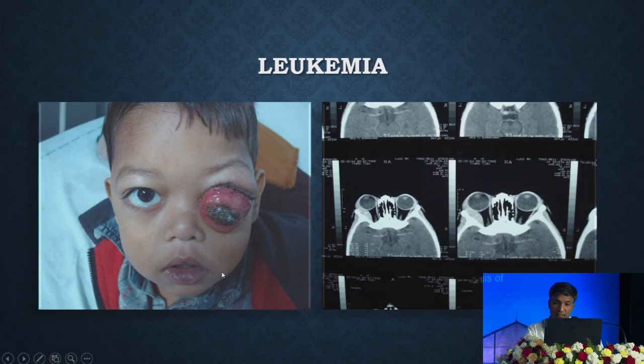In leukemia, the important thing is it's an infiltrative kind of lesion. It molds around the globe, and you don't see any denting of the globe. It starts with unilateral involvement, followed by bilateral involvement.